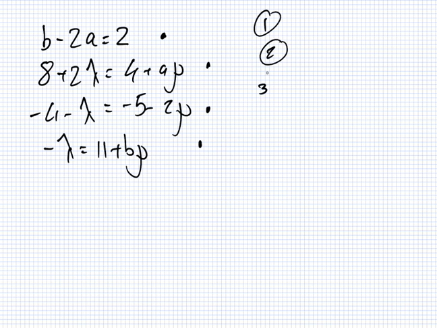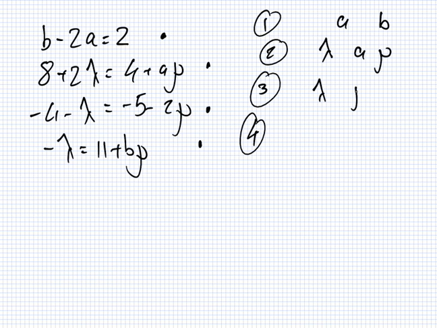1, 2, 3, 4. A, B, lambda, A, mu, lambda, mu. Wait, this is lambda mu and this is lambda mu. B. Oh, stupid B. Lambda, B, mu.